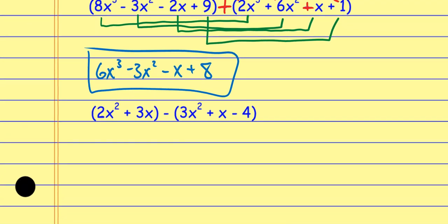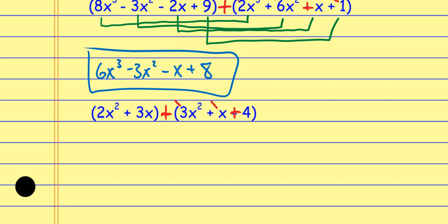If I look at this one, same kind of thing. I have subtraction. I'm going to change that to addition, which means I distribute this negative. So it's a negative 3, a negative 1, and a plus 4. Okay, I distribute the negative, which changes the sign of everything. Now I just have to add up the like terms.